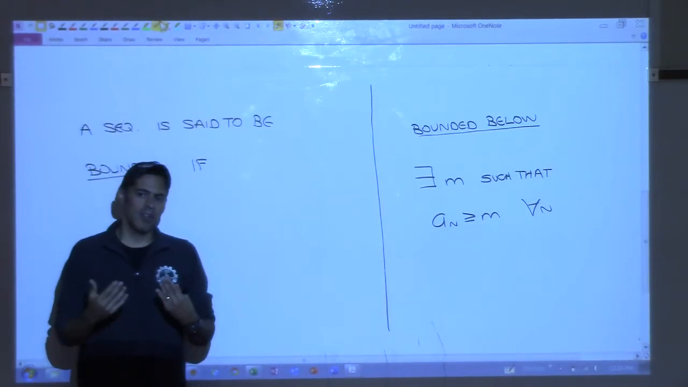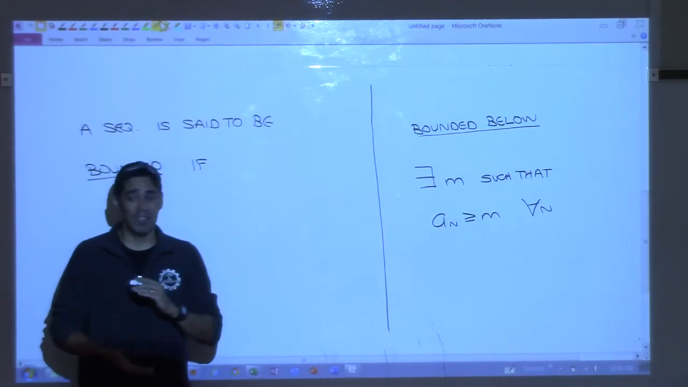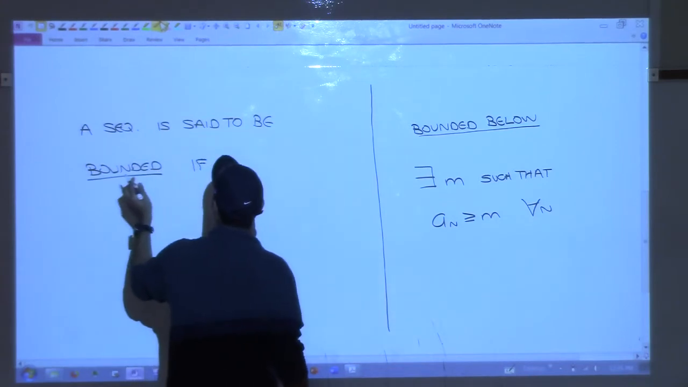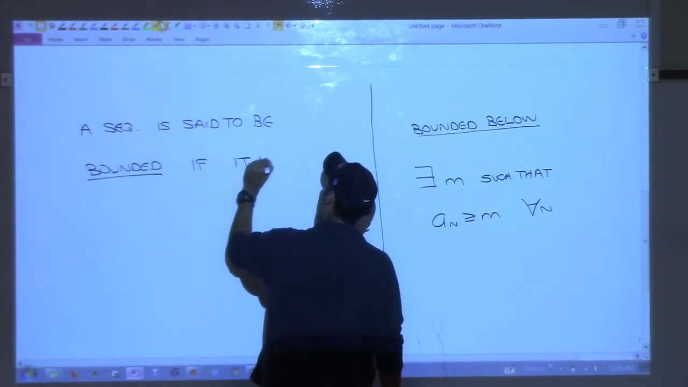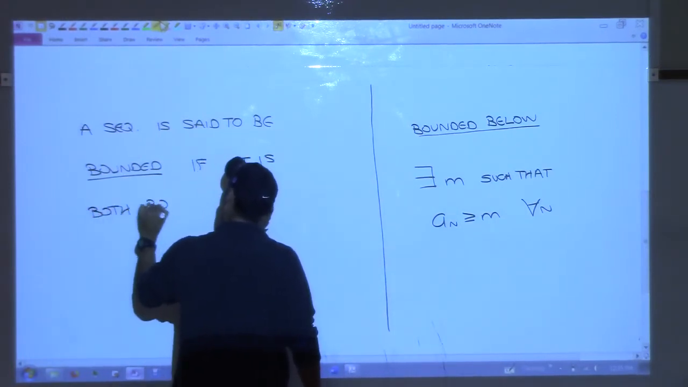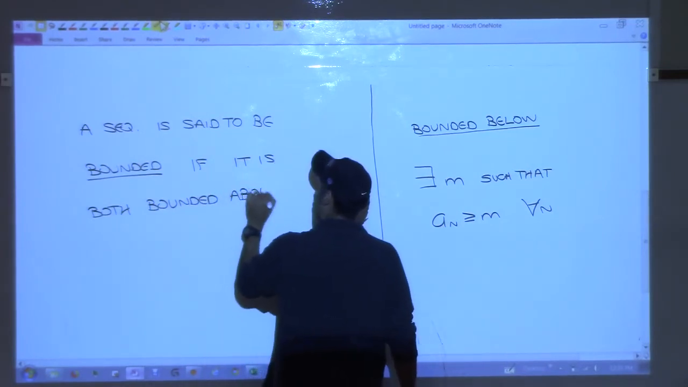Yeah, this is a little subjective, but the textbook says bounded means you have a ceiling and a floor. So a sequence is said to be bounded if it is both bounded above and below.